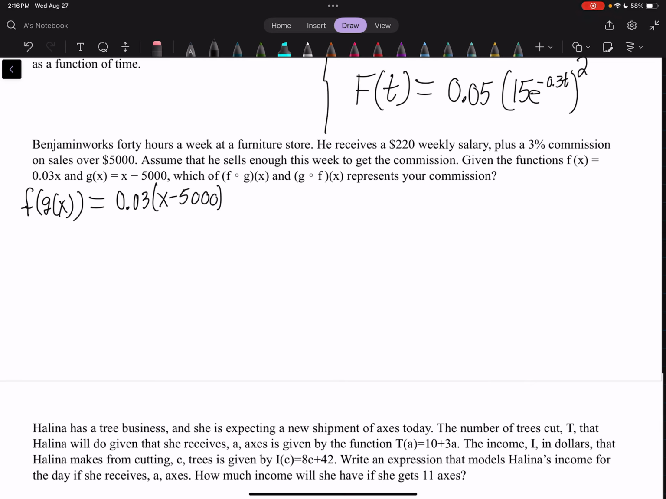Okay. The other way to do that is g of f of x. If I put f into g, I have 0.03x minus 5,000. Now what this says, I'm going to take the sale, multiply that by 0.03, and then subtract $5,000. Let's say I sold one item in this. That would be 0.03 minus 5,000. This function is going to give me negatives. This gives negative numbers.